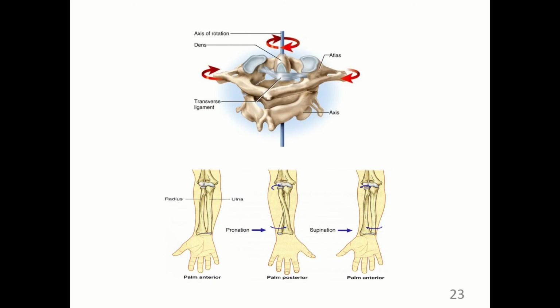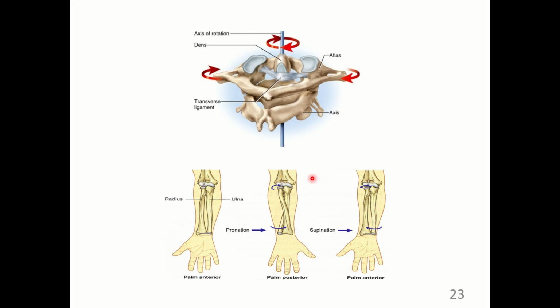Here's rotational movements of the atlas and axis. So it's a pivot movement. Pivot means to rotate, basically. So we're rotating on the long axis of the body. And this is the actual joint here that's doing that. This is what's rotating.